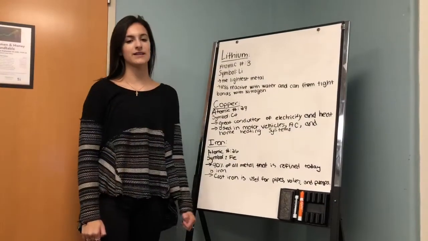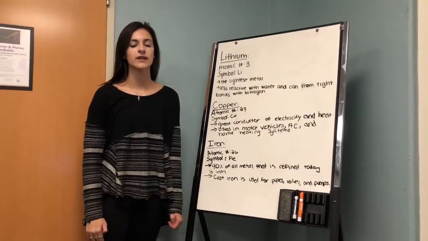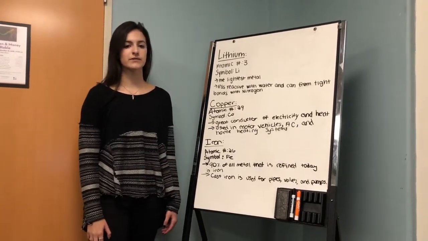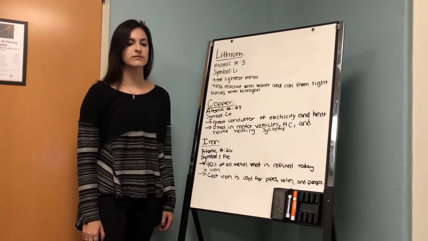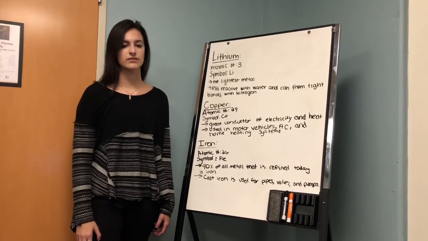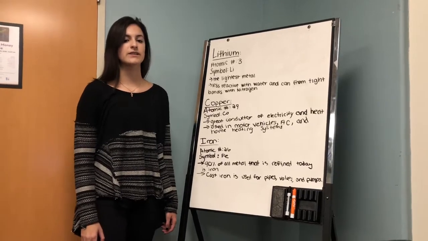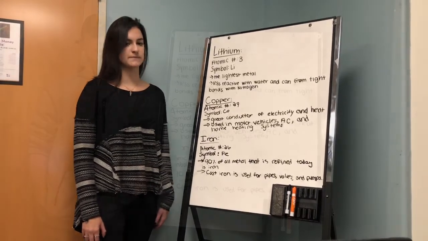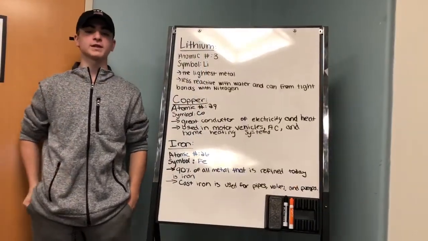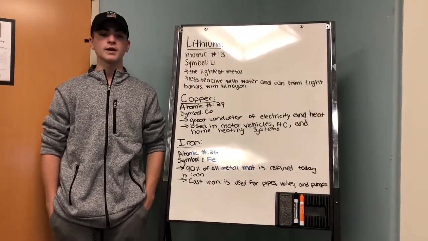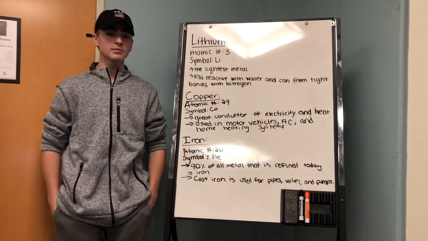Three examples of metallic elements are lithium, copper, and iron. Lithium has an atomic number of 3 and the symbol is Li. It is the lightest metal in the metallic elements. It is also less reactive with water and can form tight bonds with nitrogen. Some uses are that it is used in some batteries, hydrogen bombs, and can treat bipolar disorder or manic depression. Iron has an atomic number of 26 and the symbol is Fe. 90% of all metals that are refined today is iron. Cast iron is also used for making pipes, valves, and pumps.